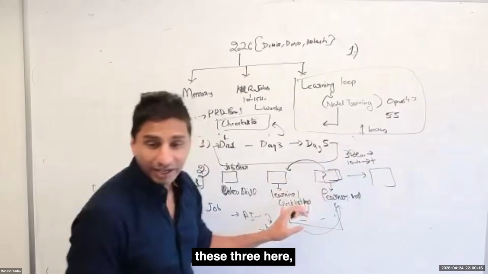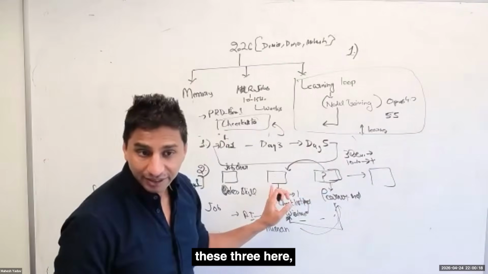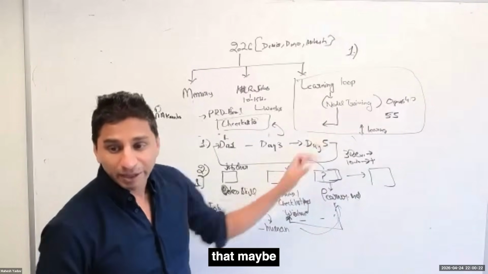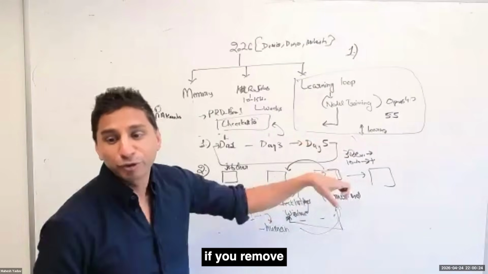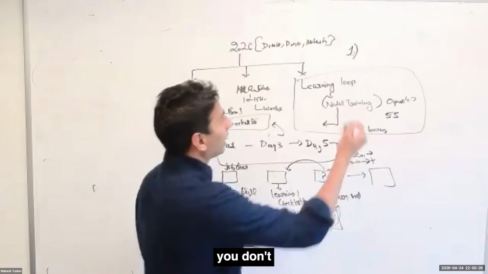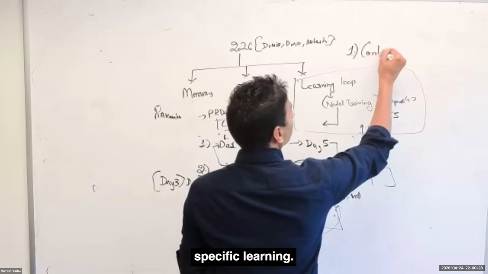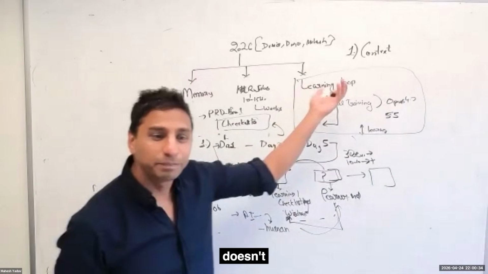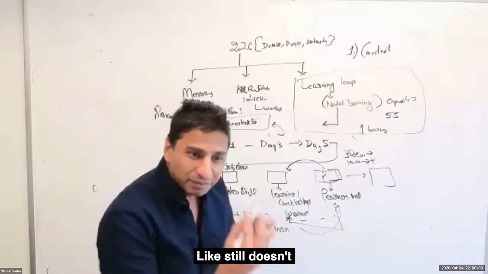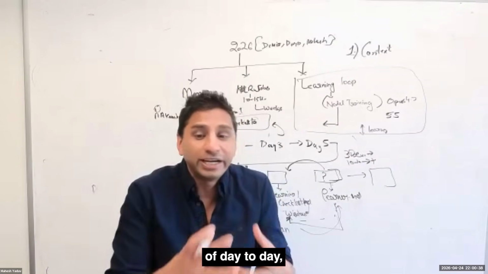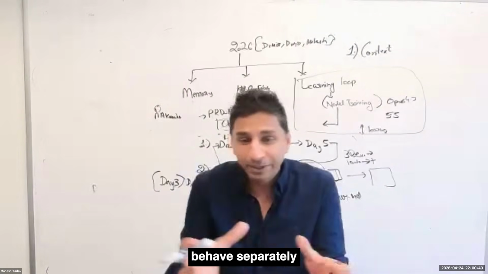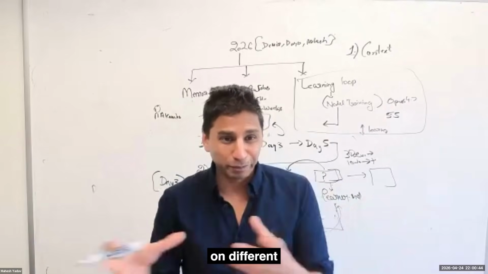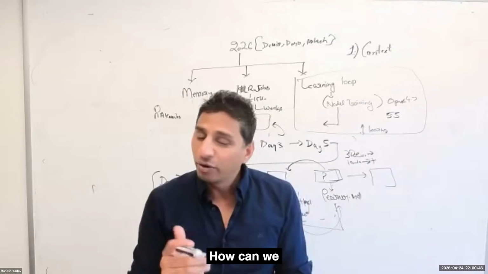But if you remove these 3 here, then it won't do that. And now you have a problem: if you miss anything or remove something for some person, you don't have context-specific learning. So it can solve the problem, but it still doesn't bring the nuances of day to day, because you behave separately with separate people. You do different kinds of picks on different people, right? How can we solve that?